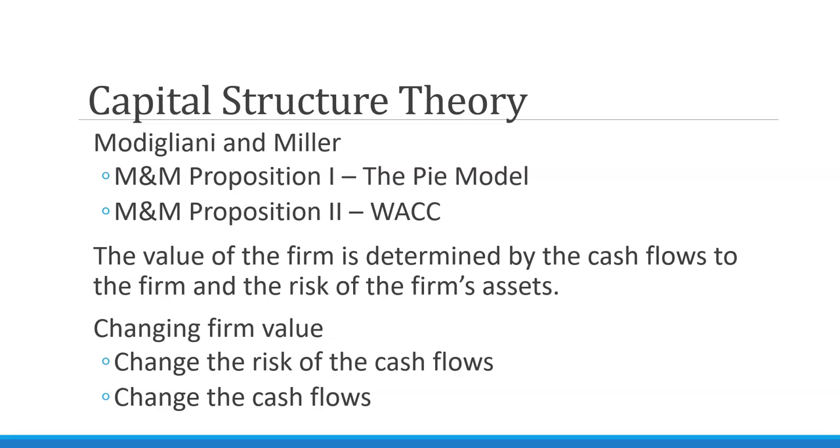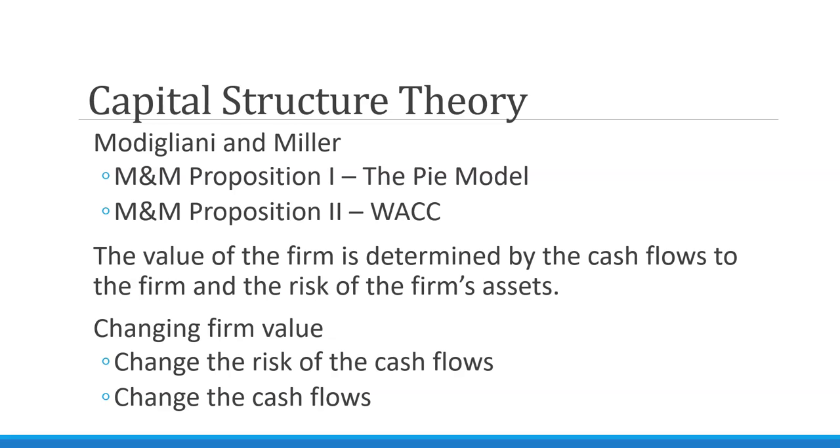Now we're going to discuss capital structure theory. This capital structure theory is created by a famous argument by two Nobel laureates, Franco Modigliani and Merton Miller. This is called the M&M proposition. So we have M&M proposition 1 and M&M proposition 2. With M&M proposition 1, what this proposition states is that it is completely irrelevant how a firm chooses to arrange its finances.